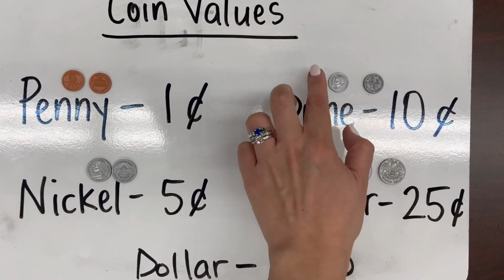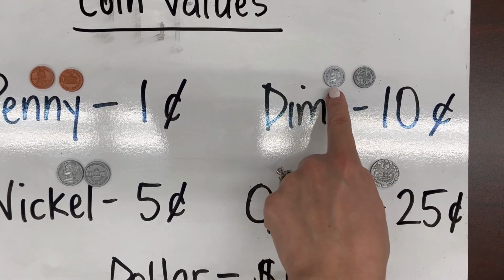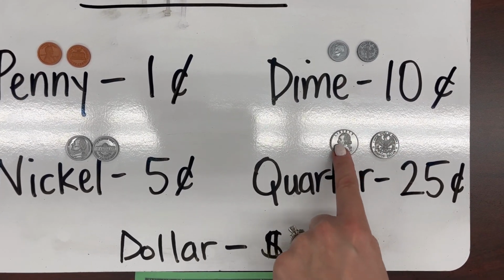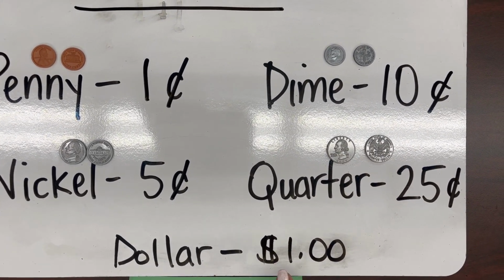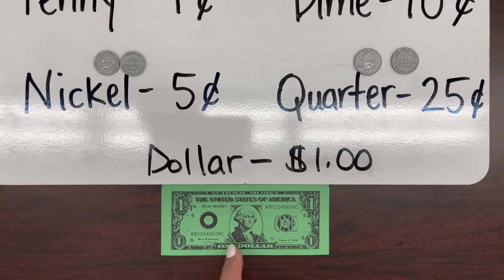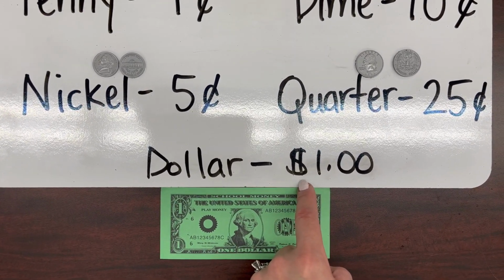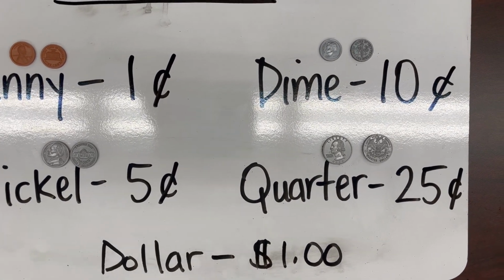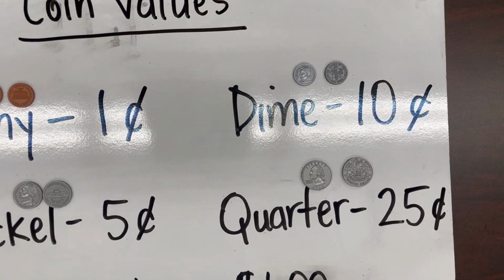When we talk about dimes, dimes are worth 10 cents. This is the head side, this is the tail side. Quarters are worth 25 cents, head side, tail side, and the dollar bill is worth $1. We use this sign when we talk about dollars. We also use this sign interchangeably with the cent sign when we are working with larger groups of coins.